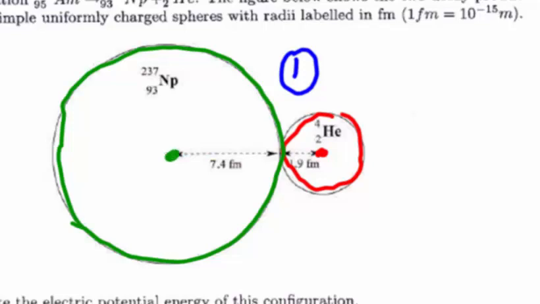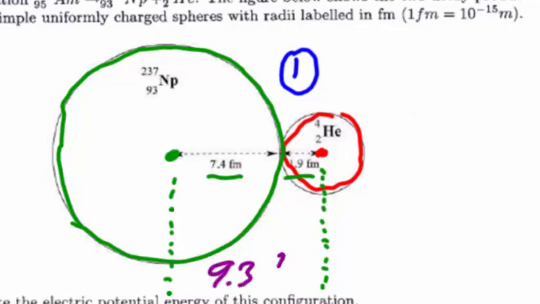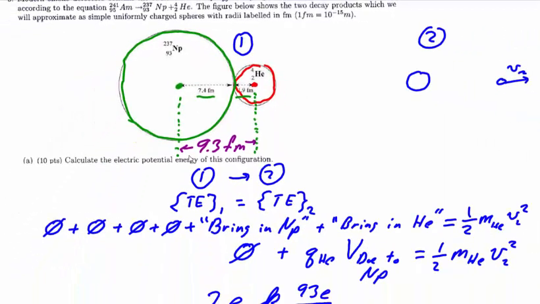What we can see is that the distance r, as represented in this figure, is the distance between the center of the neptunium nucleus and the center of the helium nucleus. In this case, we will take our 7.4 Fermi, add it to the 1.9 Fermi, coming up with a total distance of 9.3 Fermi or femtometers as the value of r that we will place inside our calculation.